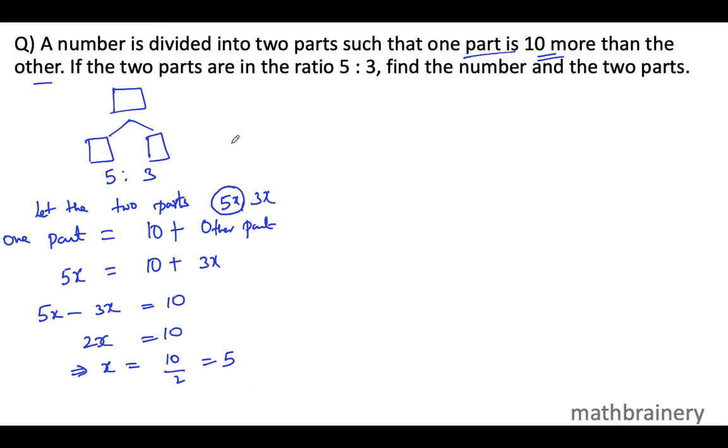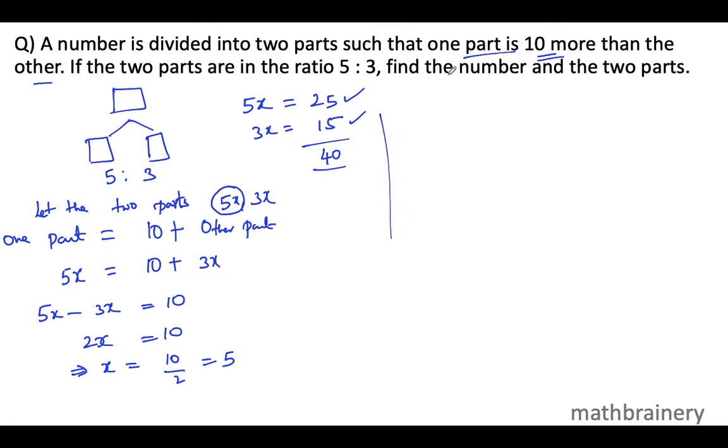When x is equal to 5, what is 5x? 5x is 5 times 5, which is 25. And what is 3x? 3x is 3 times 5, which is 15. And what is the sum of these two numbers? 25 plus 15 is 40. So the two parts are 25 and 15, and the number itself is the sum of these two parts, that is 40. You understand? We can also solve the same problem using a different logic.